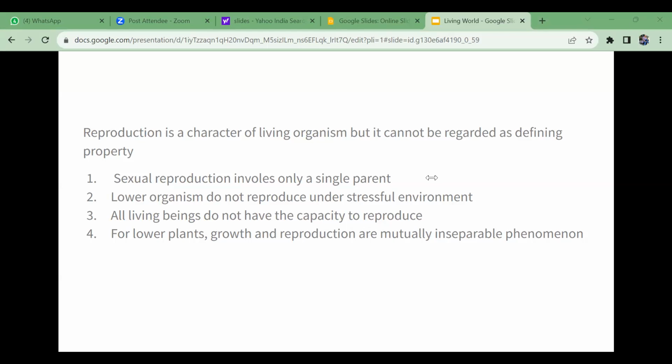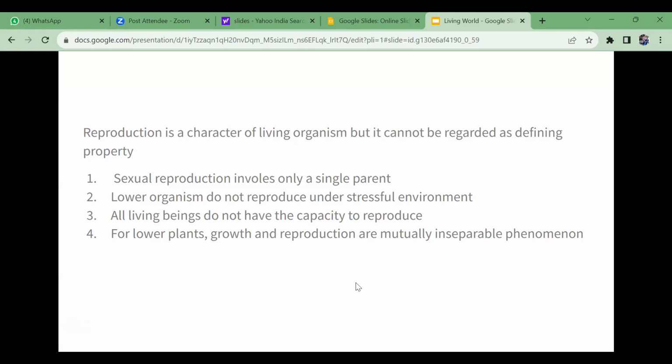So the answer is option 3. All living organisms do not have the capacity to reproduce. Why is option 4 not an answer? Because yes, in lower animals, growth and reproduction are mutually inclusive, both are the same property.